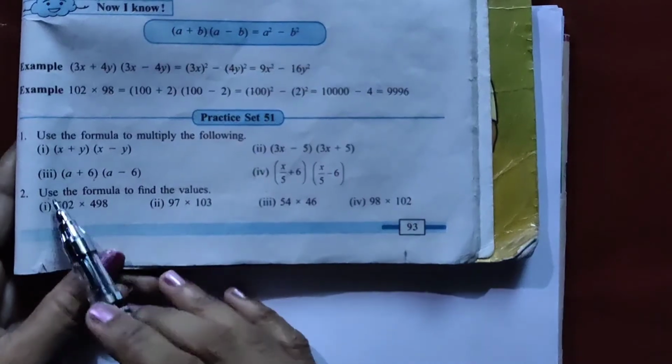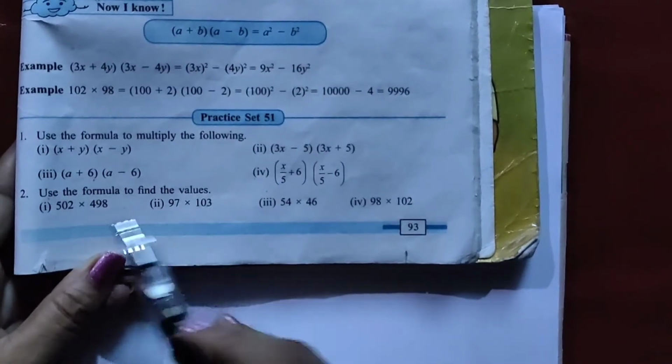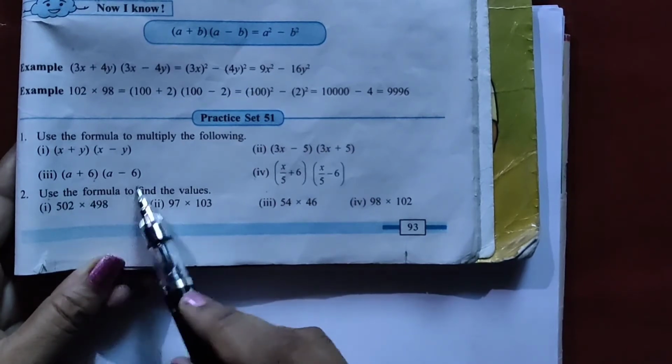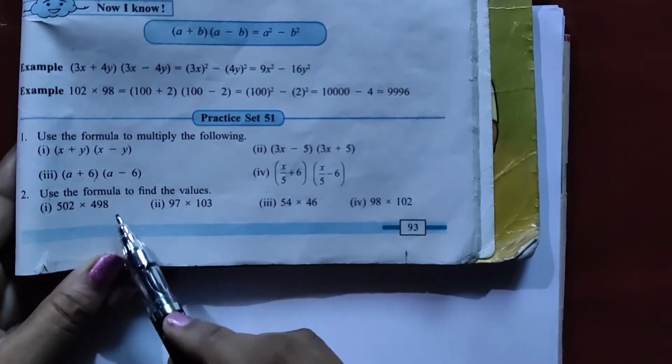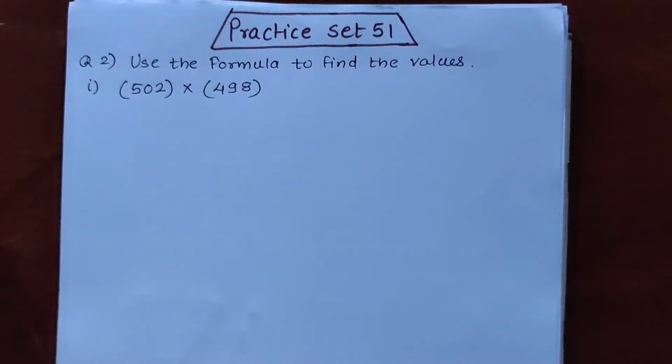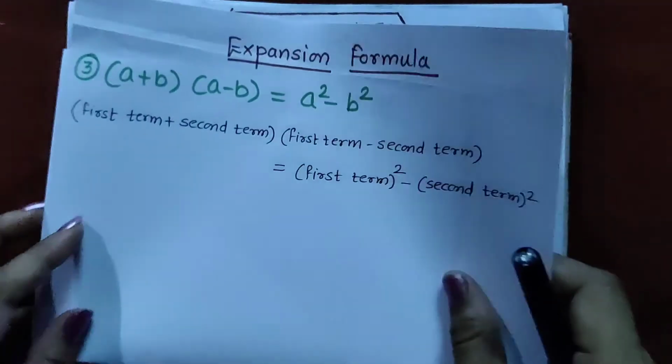Now question number 2 is: use formula to find the values. 502 multiplied by 498. We have to use the formula. As we have to use the formula, in the formula we all know there are two terms inside the bracket. This is the formula which we have been using.